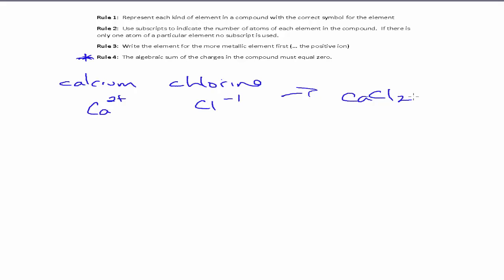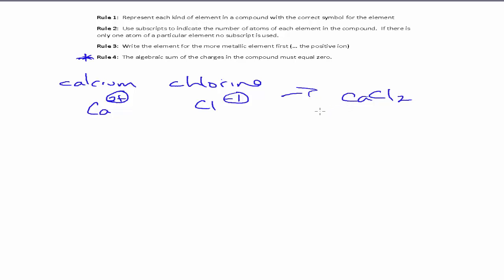Cl subscript 2. Make sure your subscripts, by the way, are down below the line. If you put it up here, they're going to be confused with the actual charges. In a formula, you will never actually show these in your final answer. These charges are only there to help you come up with this formula over here.